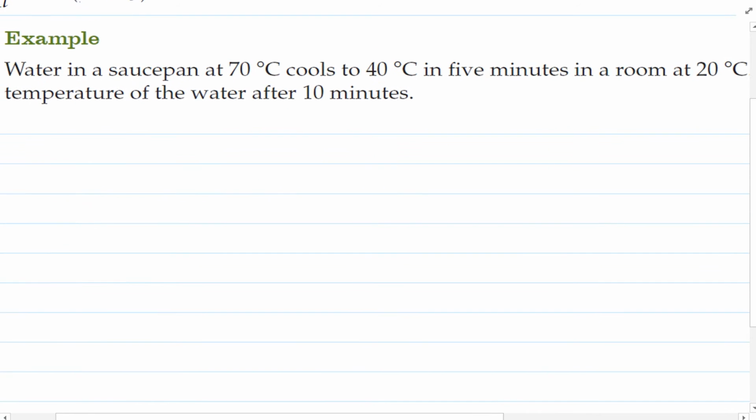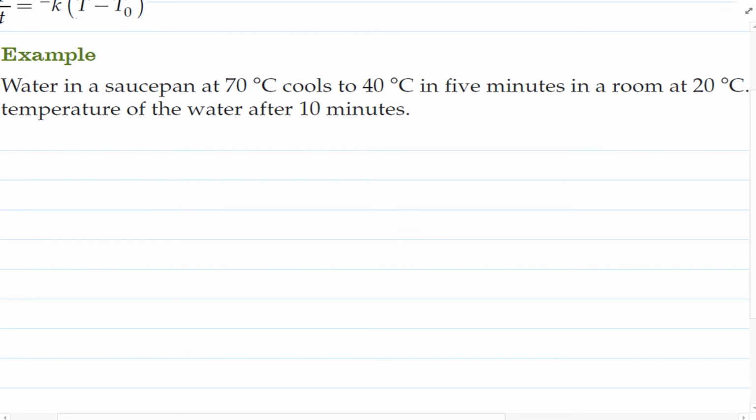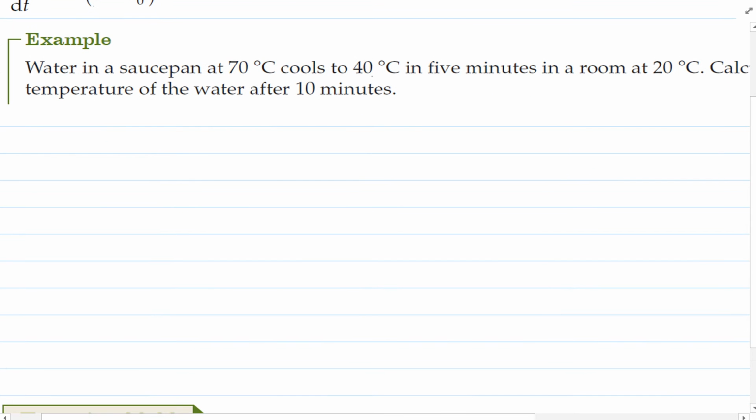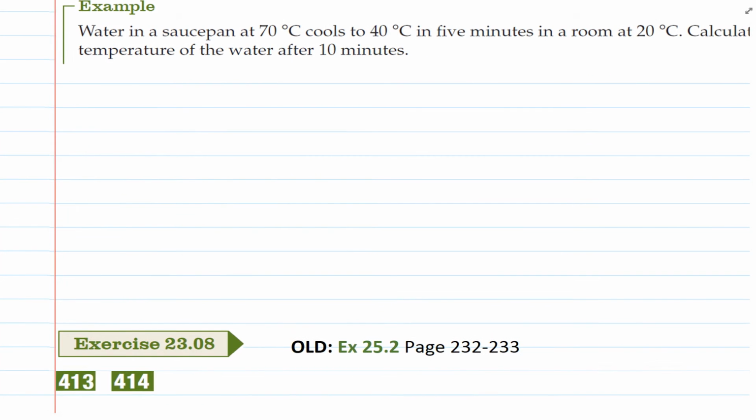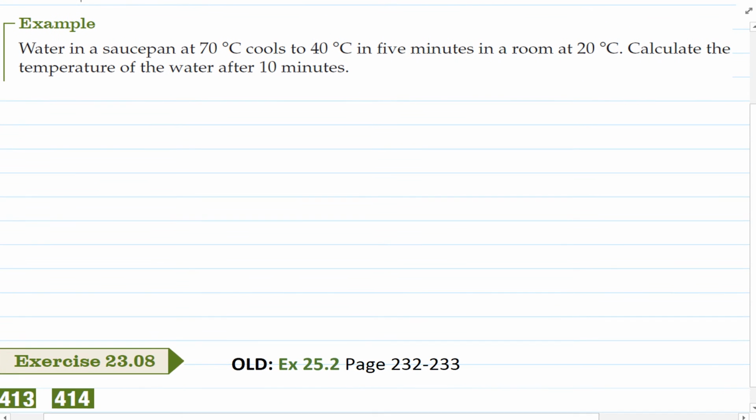In this example we have water in a saucepan at 70 degrees and it cools to 40 degrees in 5 minutes in a room at 20 degrees. It's asking us to calculate the temperature after 10 minutes. So let's write out the formula.